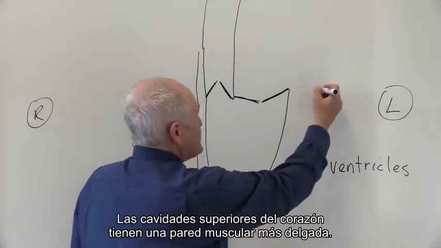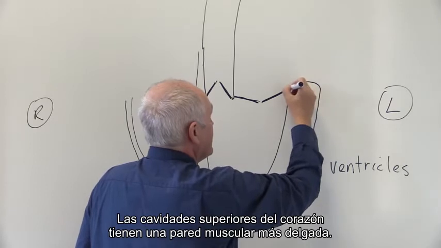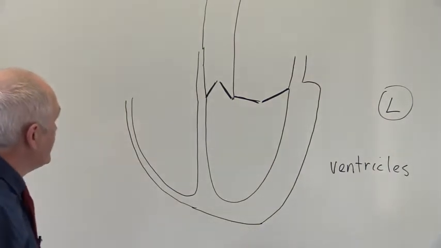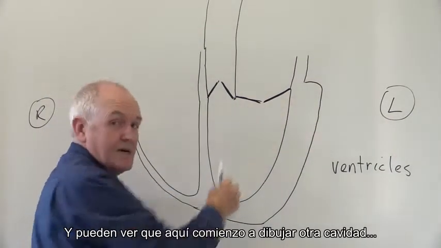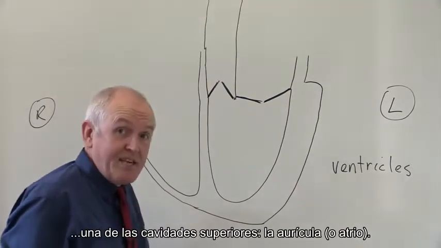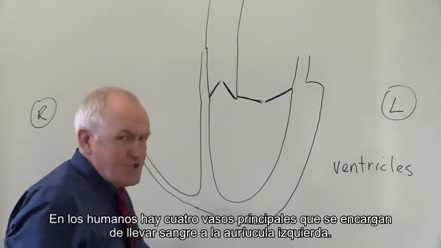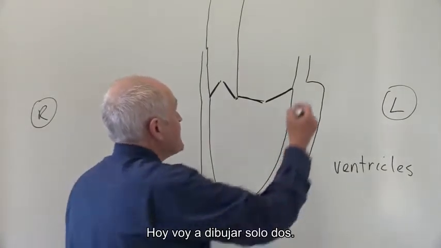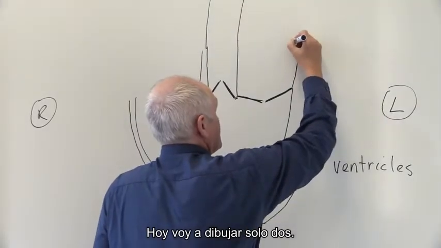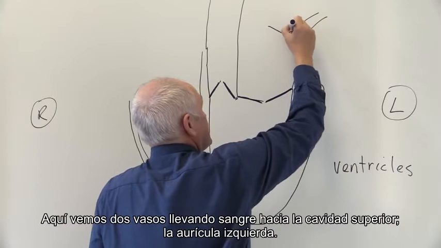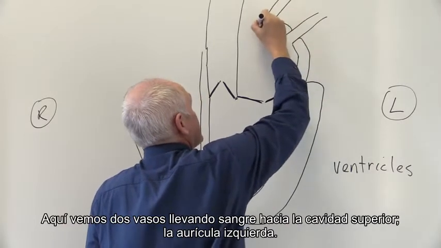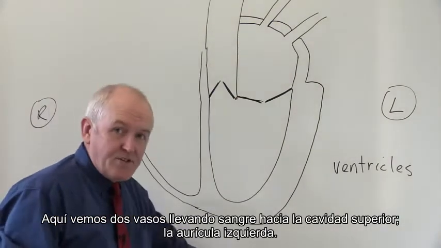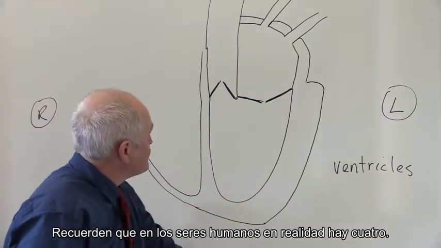Now the top chambers of the heart have a much thinner muscular wall. So the muscle becomes thinner at that point. And you can probably see here that we're starting to draw an additional chamber, one of the top chambers, the atria. And draining into the atria, there are four large veins in humans. I think in this diagram today I'll just draw two. So here we see two large veins draining blood into the top chamber, the left atrium. But remember, there are actually four in humans.